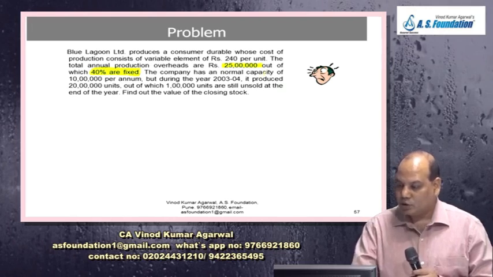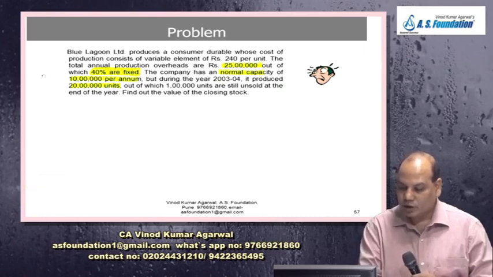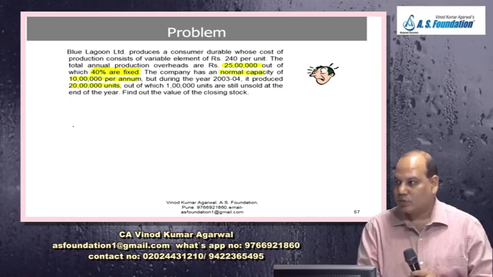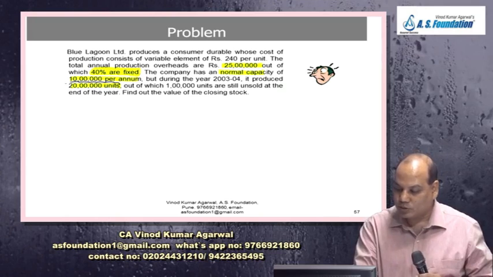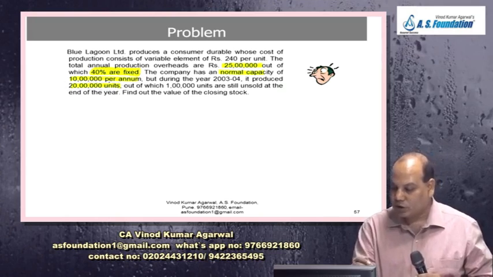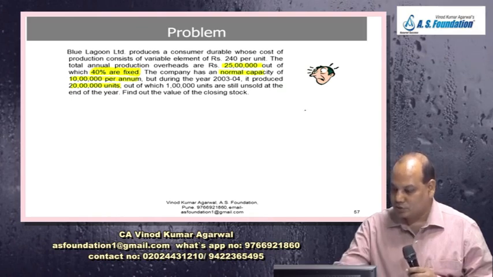The company has a normal capacity of 10 lakh per annum. It produced 20 lakh. Now in this question I have taken actual is more than normal. So if actual is more than normal, then for allocation of fixed overhead we will take actual. Out of which 1 lakh units are still unsold at the end of the year. Find the value of closing stock.